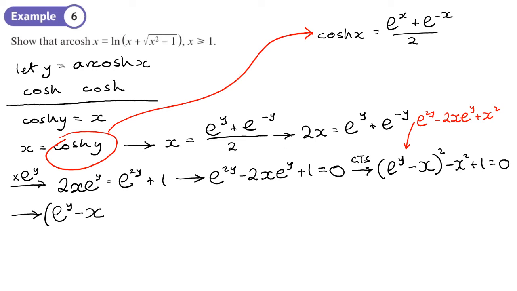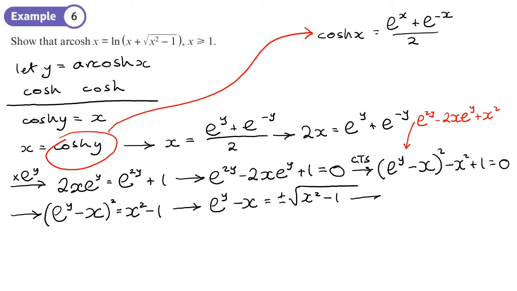So I've got e to the y minus x all squared equals x squared minus 1 rather than plus 1. We're going to square root both sides. So we now have e to the y minus x equals plus or minus the square root of x squared minus 1. Let's straighten out that square root sign. From there, we will add x to both sides. So we have e to the y equals x plus or minus square root of x squared minus 1.